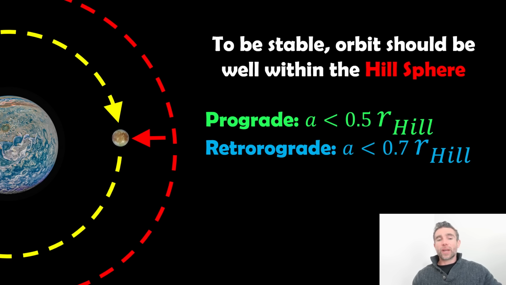If it's retrograde, we can get a little bit further out, and I can cover a separate video on this, but basically retrograde orbits that go the wrong way round compared to the rotation of the planet can be more stable further out, and it's just down to the way that the perturbations work and the direction and speed that it passes by the directions where the perturbations are occurring. So it depends on what direction it's going, but you do need to have it quite inside the Hill sphere to be stable.